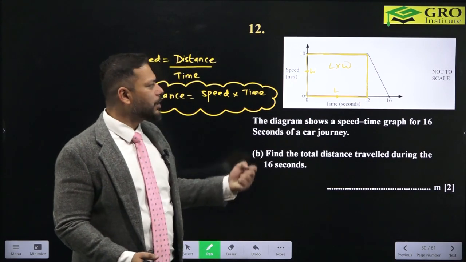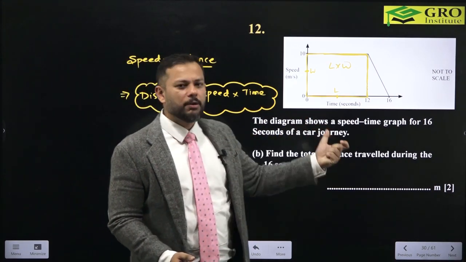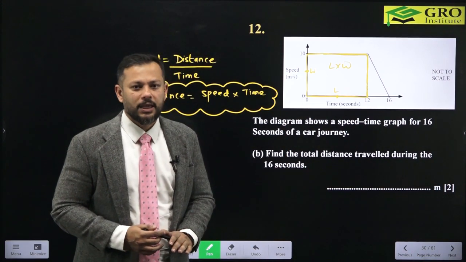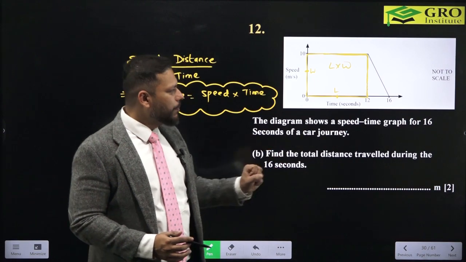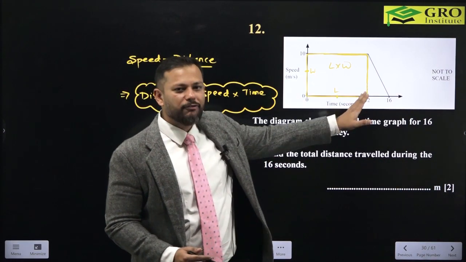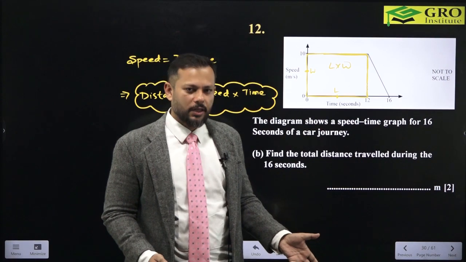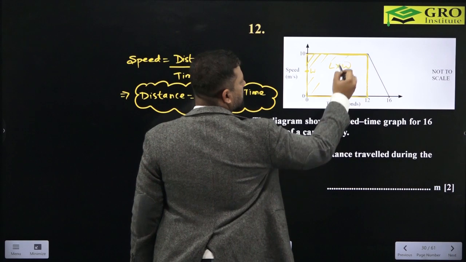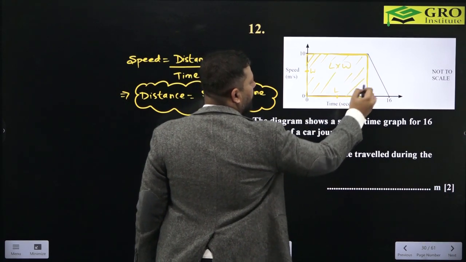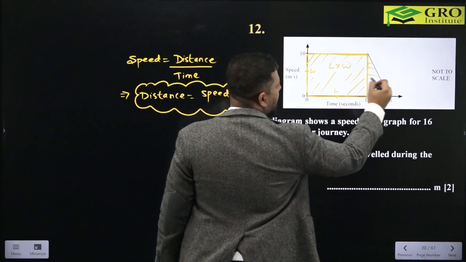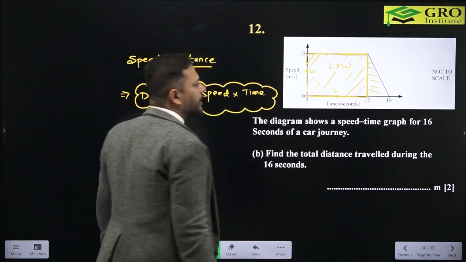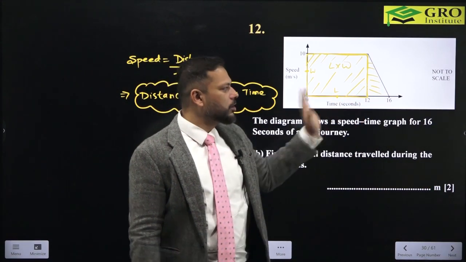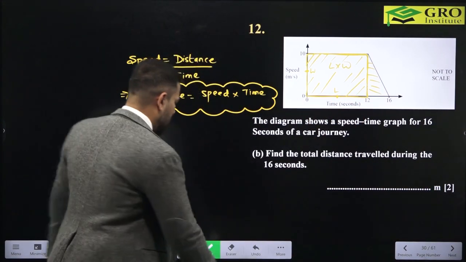So if I have to find out the distance, distance covered will be the area under the graph when the speed-time graph is given to us. It's a very important concept. With the help of finding the area of the graph, we can easily find out the distance covered. If we find this area of the triangle and of this rectangle, we will find out the distance covered by the car during the total journey, isn't it? So let us start doing it.